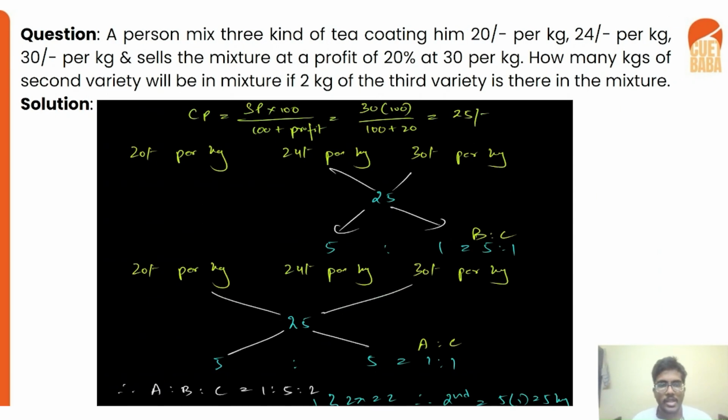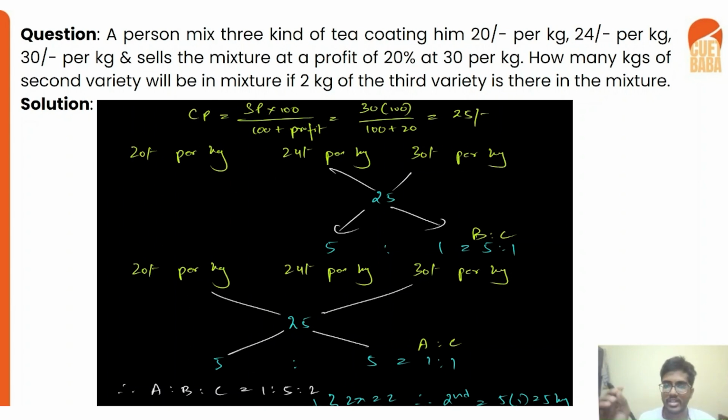Coming to the next question. Similar sort of question. A mixture of 3 kinds of tea costing 20 per kg, 24 per kg and 30 per kg, and he is selling the mixture at 30 per kg at a profit of 20%. The selling price has been given, 30 per kg, and the profit is 20%. So how do you get the CP? SP into 100 by 100 plus profit, you get the value of CP to be equal to 25 rupees.